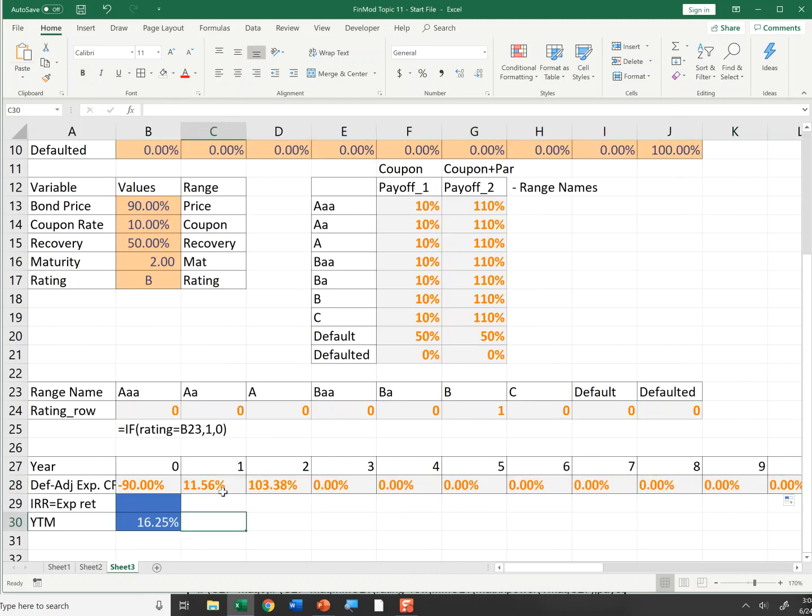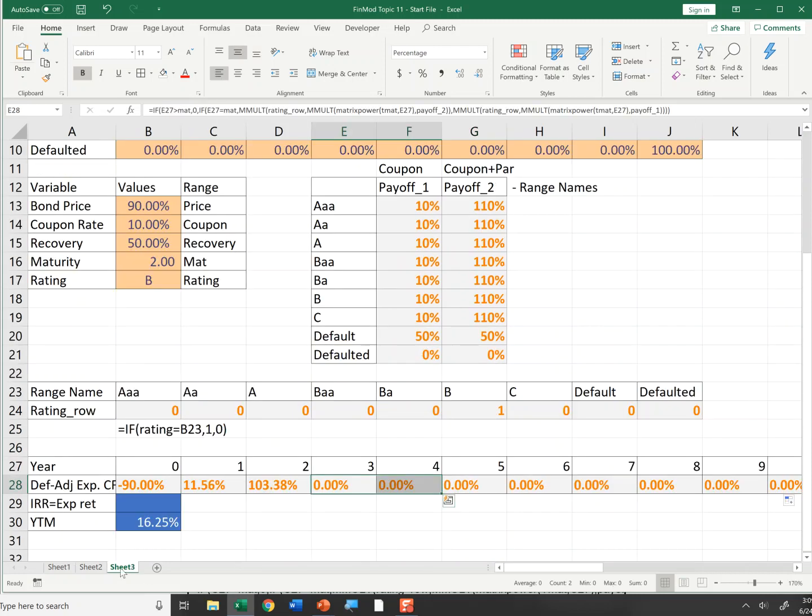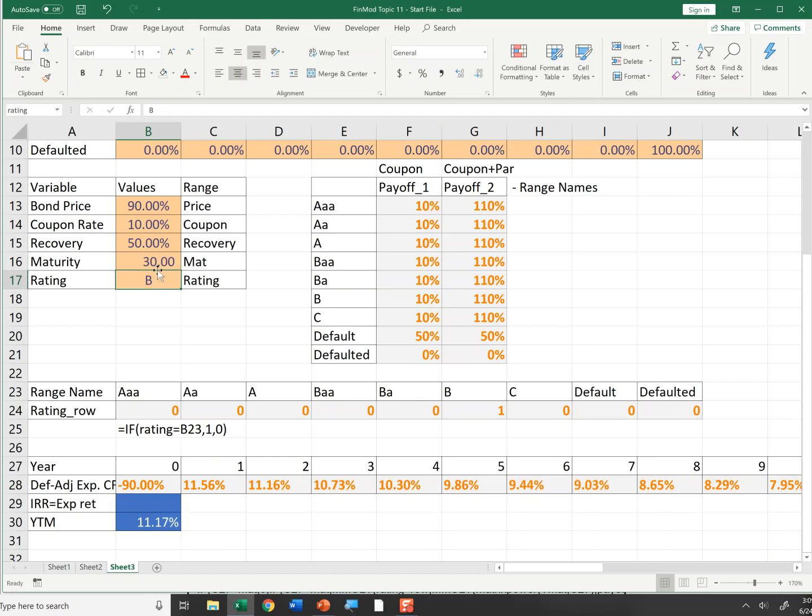And now notice, look at this. The cash flow for year 1 is 11.56. Cash flow for year 2 is 103.38, and then they're all zeros. That is the same thing we did in topic 2. There's the 11.56 and 103.38. However, this is more flexible because now I can make it a 30-year bond. And these are the cash flows for 30 years. But before I do that, I hit undo.